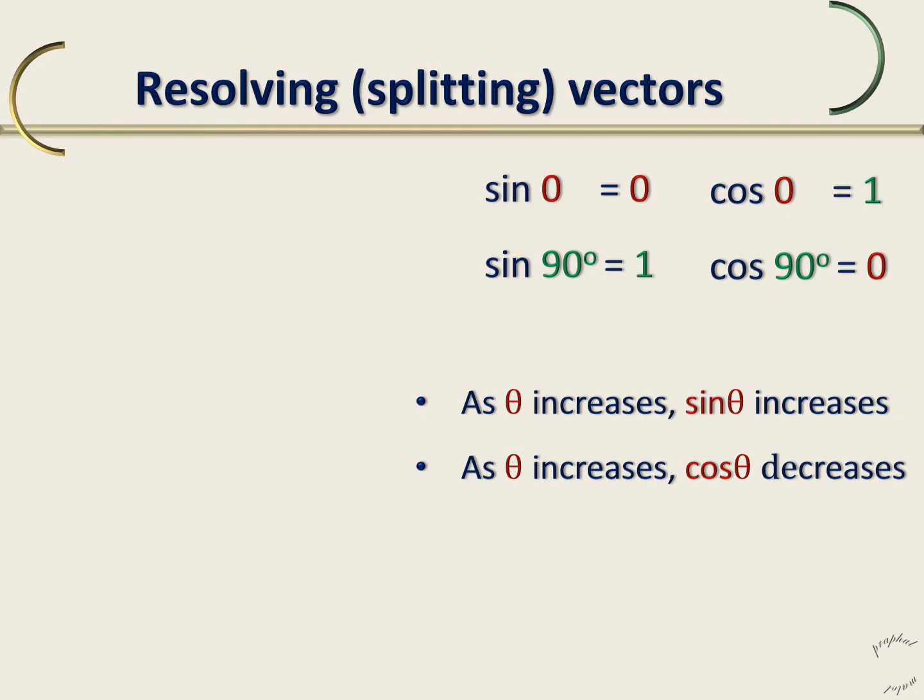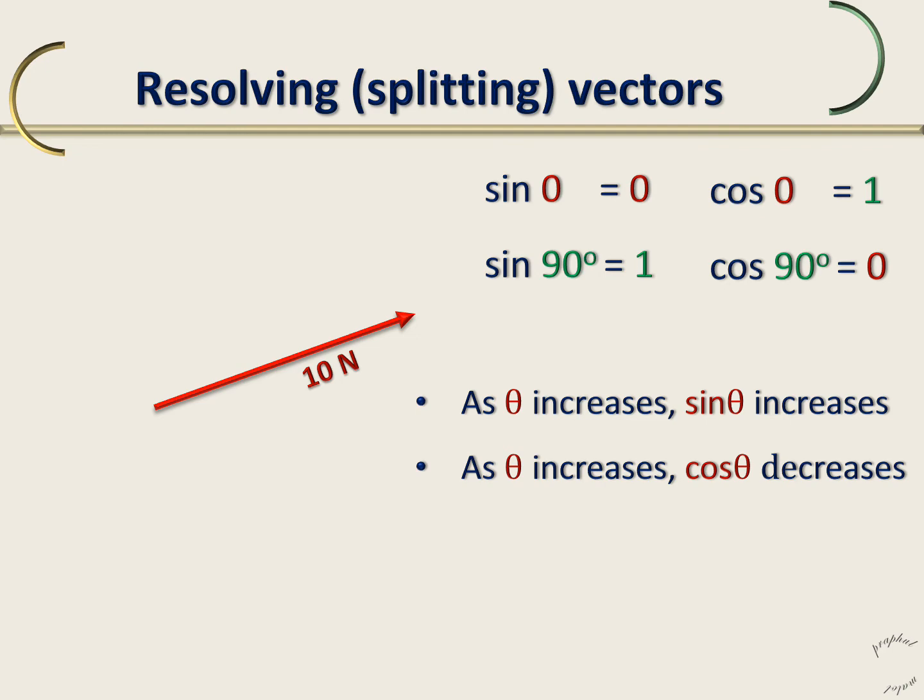From the values, what you can see is as you increase the value of theta from 0 to 90, the sin theta value is increasing from 0 to 1. So as theta increases, sin theta will always increase. At the same time, when theta increases from 0 to 90, the cos theta value is decreasing from 1 to 0. So sin theta always increases with theta and cos theta always decreases with theta.